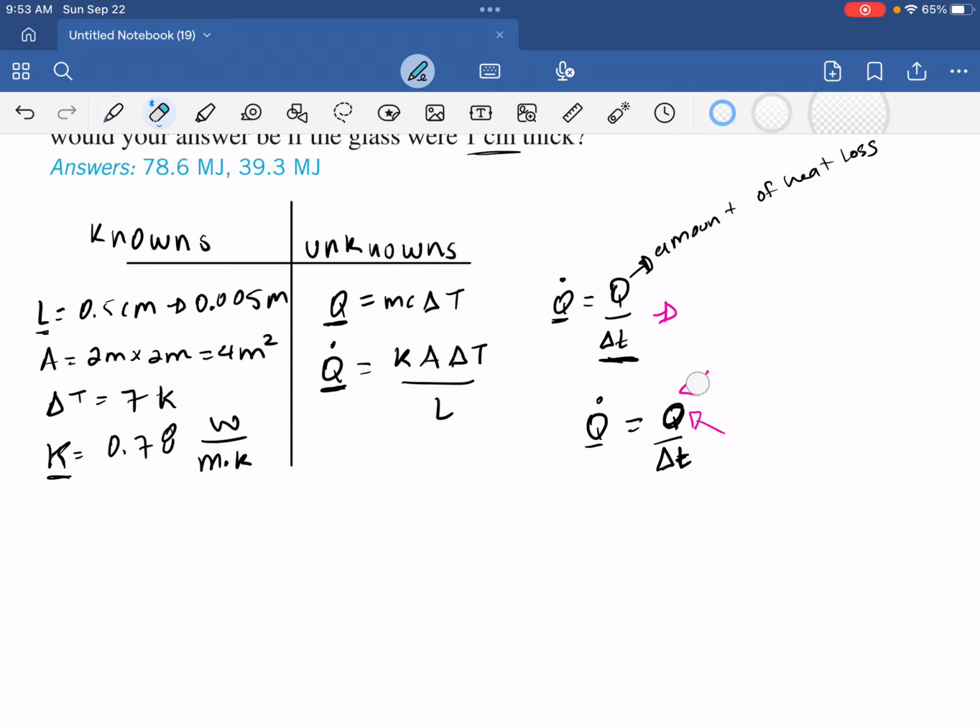In order for me to do so, I have to multiply both sides by delta t. Algebra, right? So if I do that, this cancels out with that one, and I end up with delta t times my rate of energy transfer, which is equal to the amount of heat loss, which is what I'm looking for. Okay, that's what I'm going to be doing. Let me continue over here.